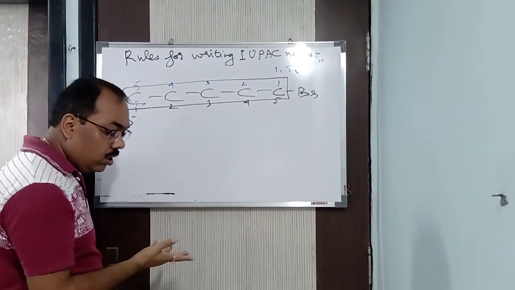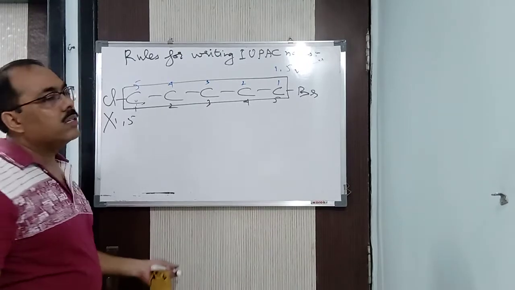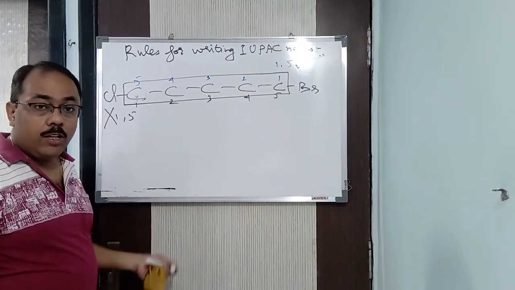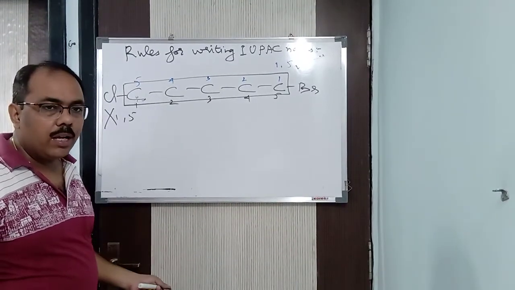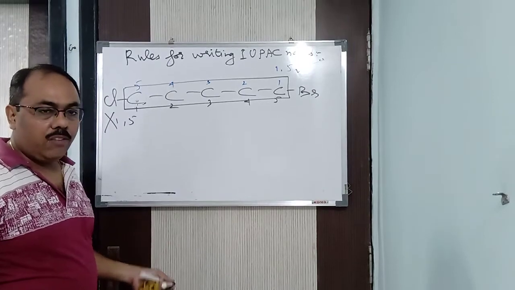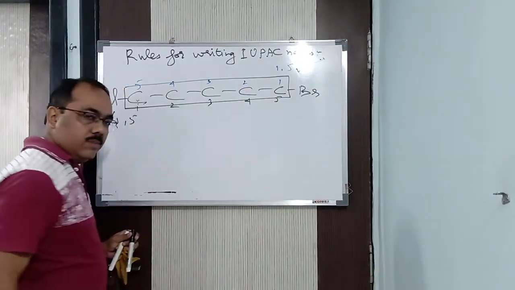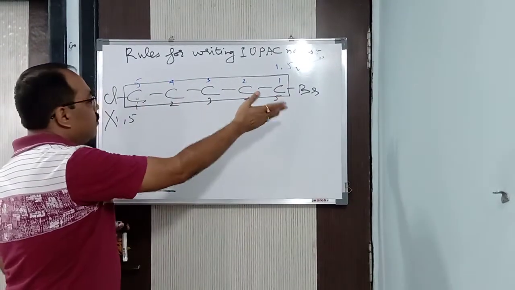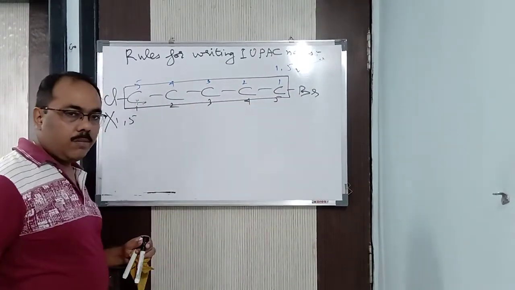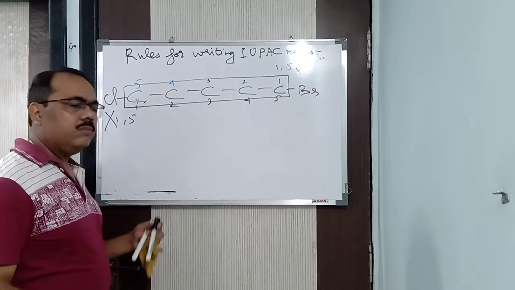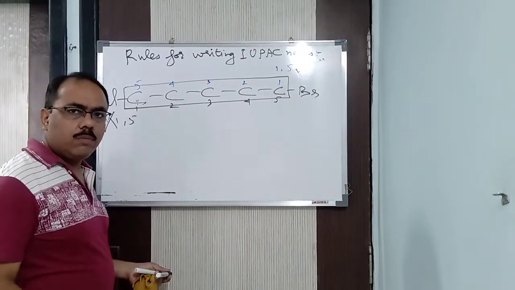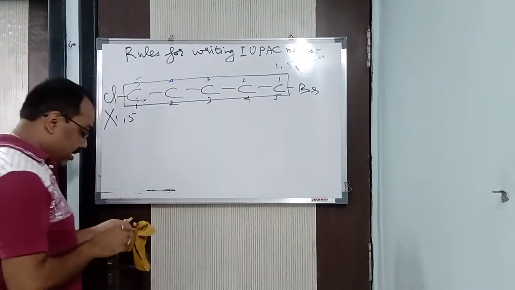When will I apply this rule? When you see that from either end the numbering is the same. Then we will give preference to alphabetical order. Alright, if the alphabetical order is also the same, same means what? This is bromo and this is bromo, or suppose any B is coming or any C is coming. Then we'll count from either of them. No problem. Alright, next, another one.